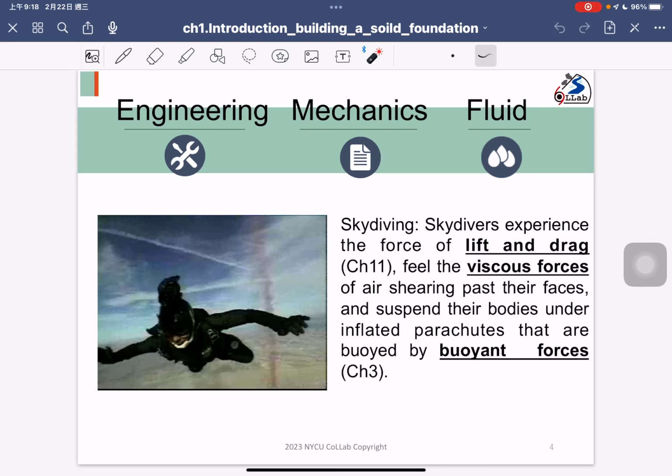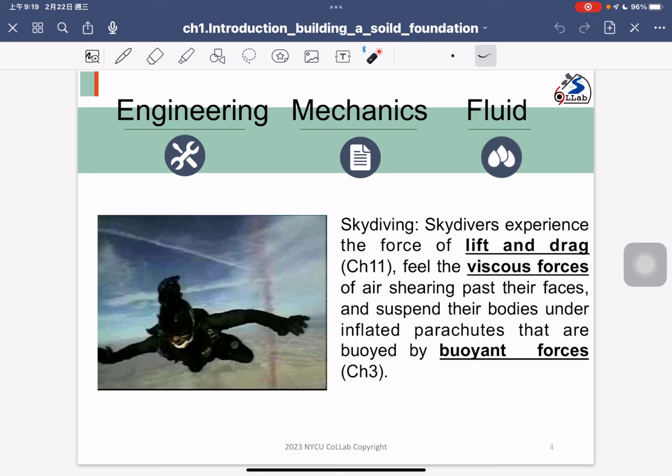And you can see some words I put here, because the lift and the drag force are associated with chapter 11, which is out of the range of our teaching plan, because in this class we only teach chapter 1 to chapter 8. So I will give a little bit of ideas about the lift and the drag force during our class. But you can see the buoyant force is associated with chapter 3, and you will know more details in the following class in chapter 3. So that's why I put the movie here, because it's very crazy.